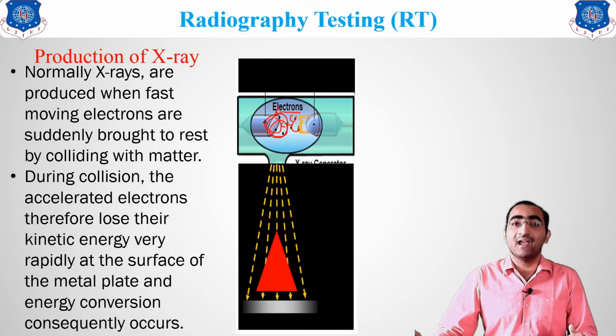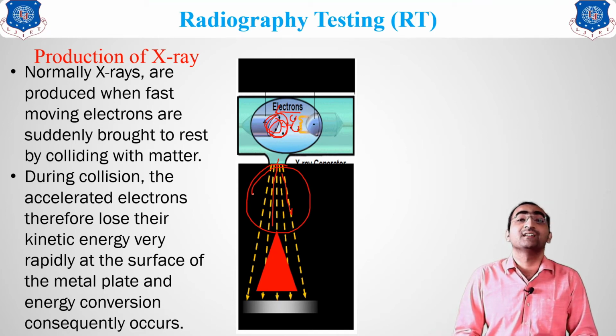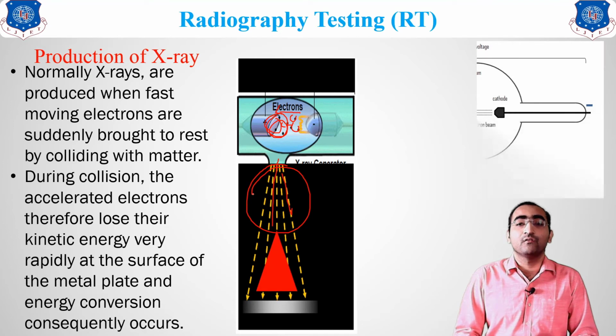But whatever energy is inside the electrons, they will give away in the form of radiations, and you can see these radiations. Whatever radiations are there, they are known as X-rays.